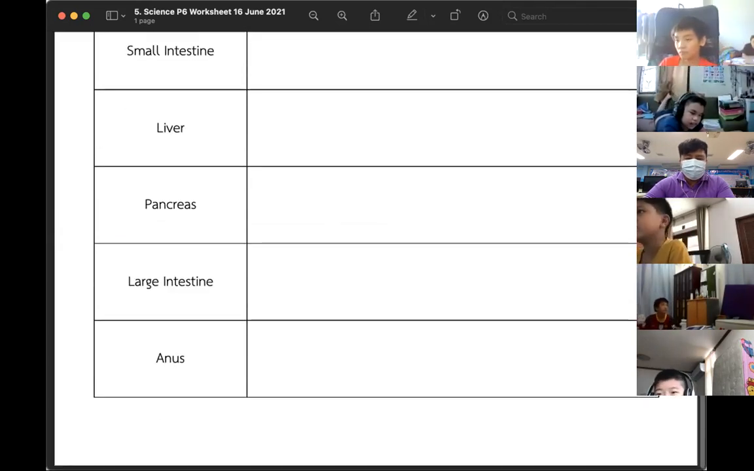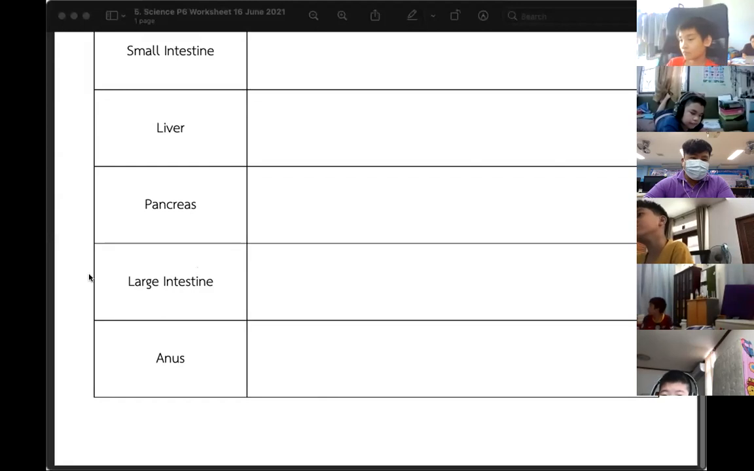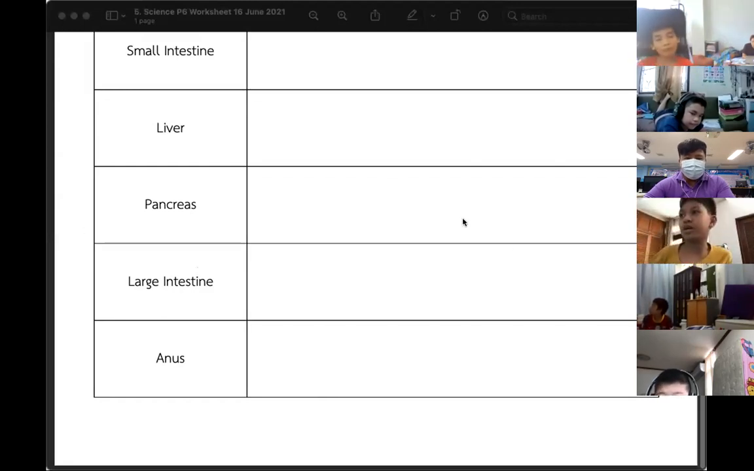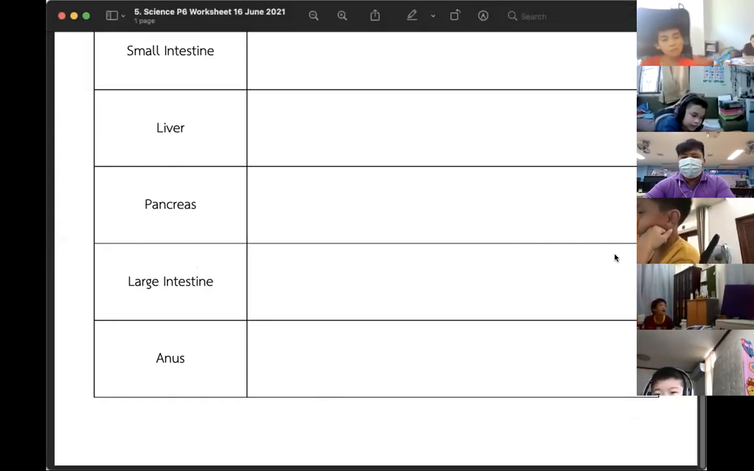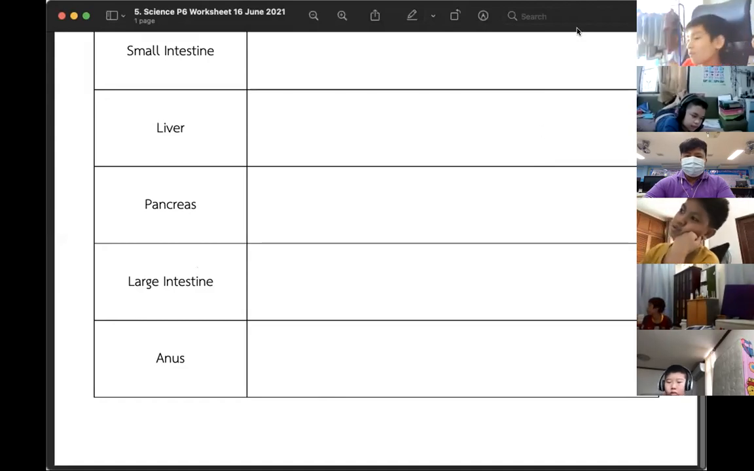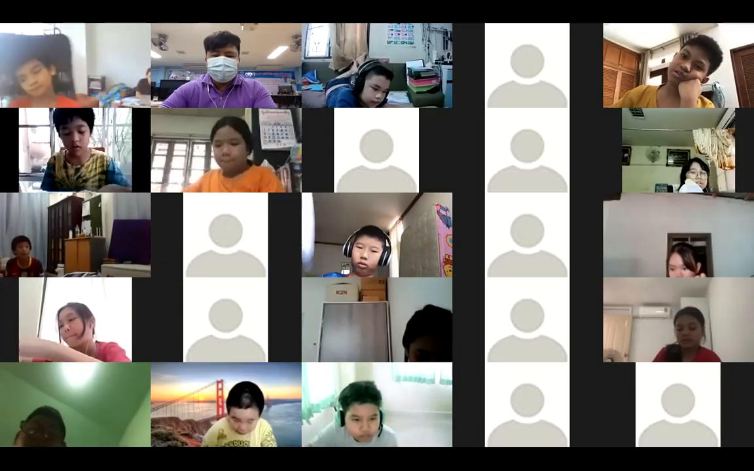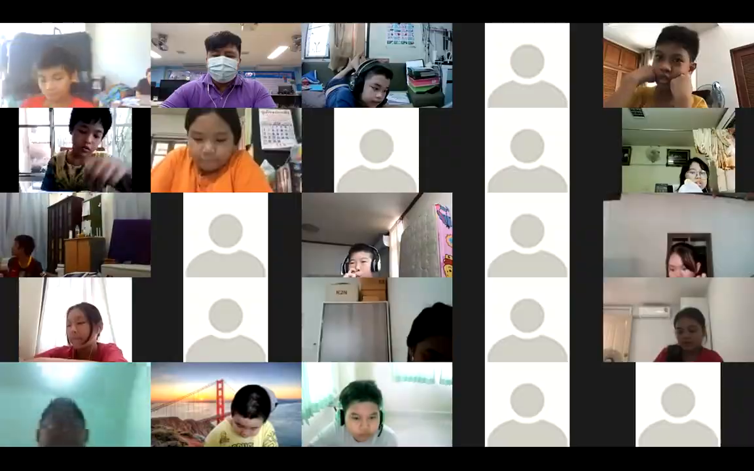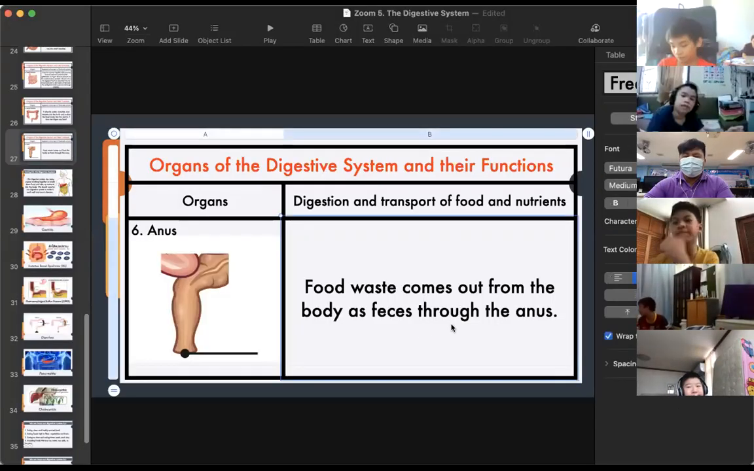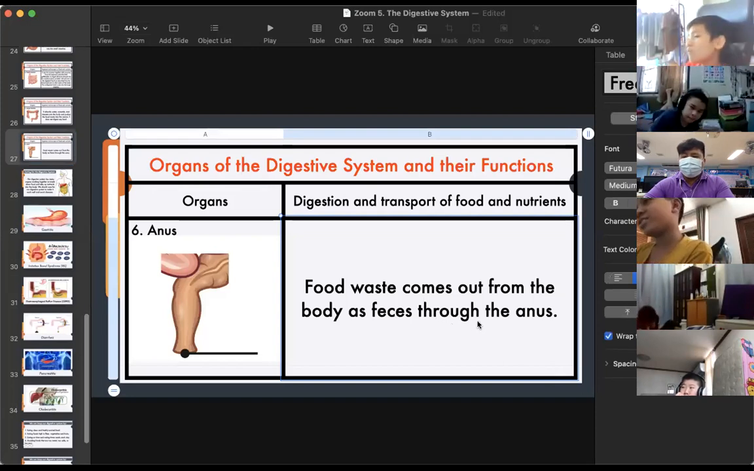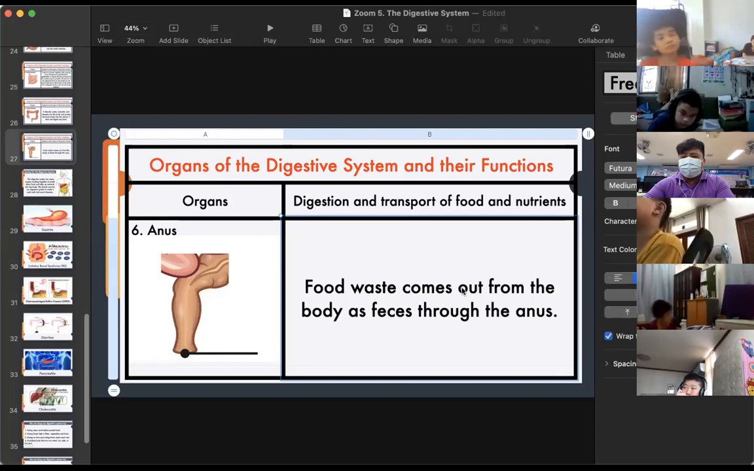I will show you some of the important roles. This is the anus. This is the function of the anus in the body. Waste comes out from the body through the anus. This is the function.